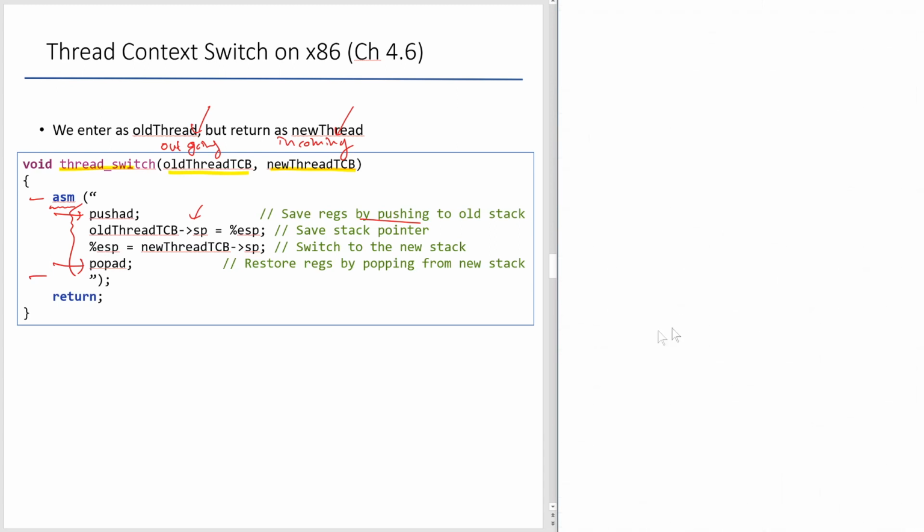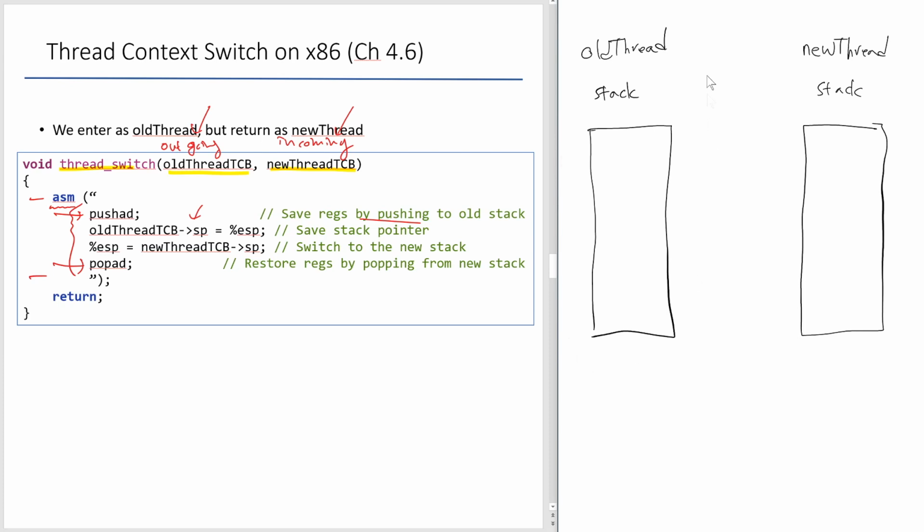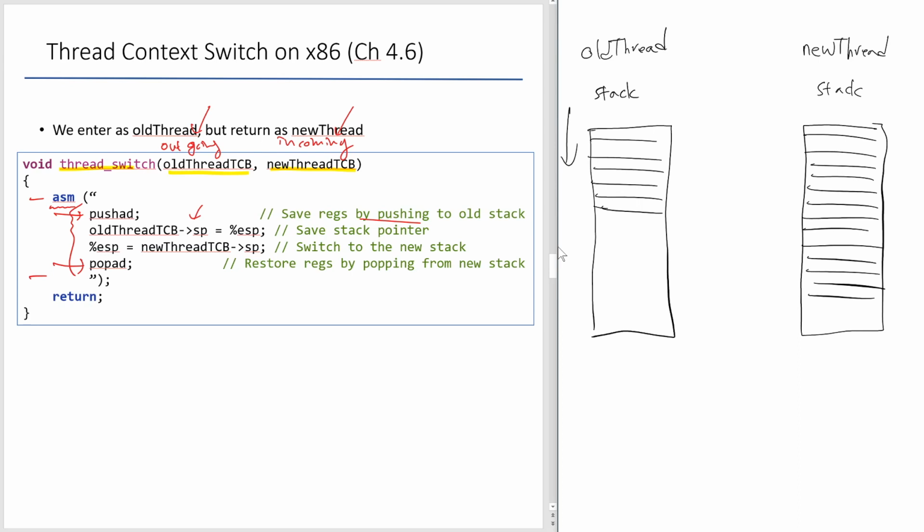Let's examine this a little bit further. In the beginning, before thread switch, let's say you have stacks. So this is the stack for the old, outgoing thread, and this is the stack of the new thread. Obviously, in the beginning of the context switch, the old one is the current thread. And we assume that the stack grows downward. And the new thread's stack has some values like this.